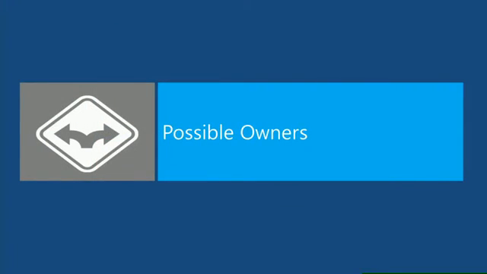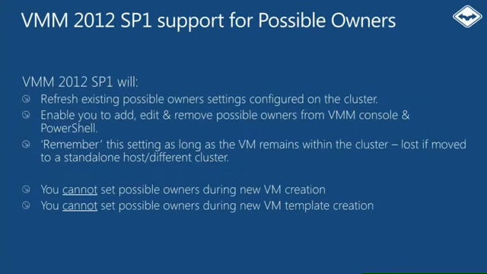So that brings us to the next big feature, which is possible owners. This is a little different from preferred owners. This means that amongst all the nodes of a cluster, here is a set of nodes on which the VM can possibly go to. So there's no preference here, but you have, let's say, a 64-node cluster, but you want a VM to remain within 4 to 8 nodes of a cluster. You would mark those as possible owners. Again, another new feature in Windows Server 2012.